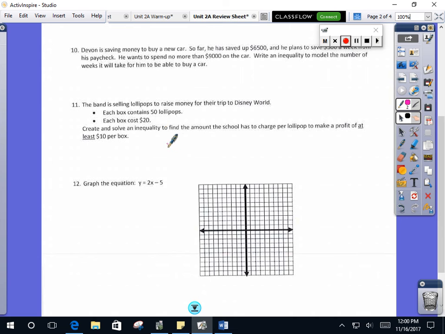So, we're selling 50 lollipops. Do we currently know what the price per lollipop is? No. So I'm going to put an X by that because the price of each of the lollipops is unknown. All we do know is that we're selling 50. If we're trying to make a profit of $10 per box, how much do I need to make on those 50 lollipops? At least how much? I bought them for 20. So for me to make a profit of 10 bucks, I need to make $30 on them, right? $30 per box.